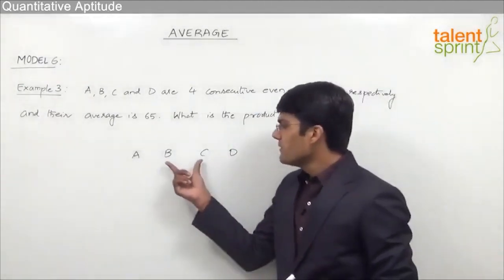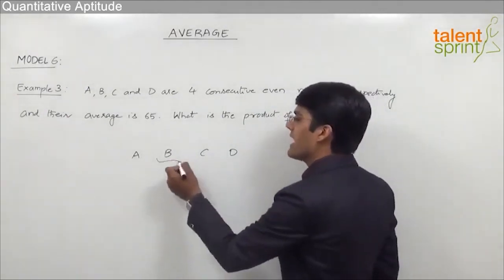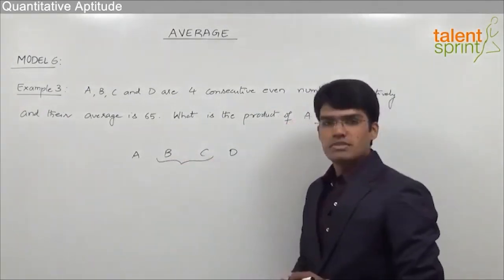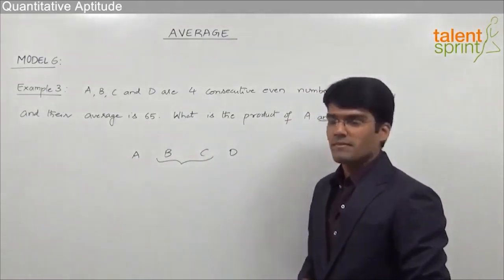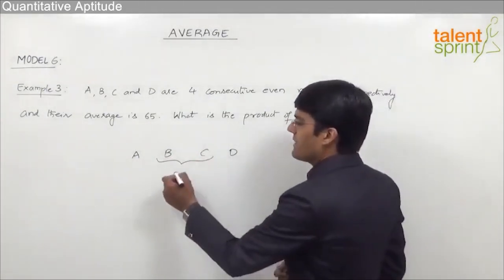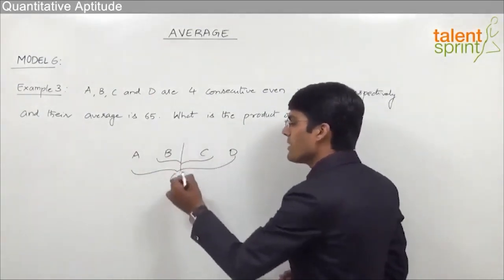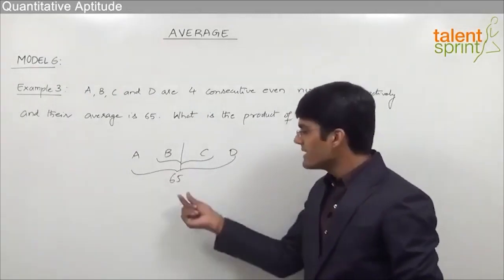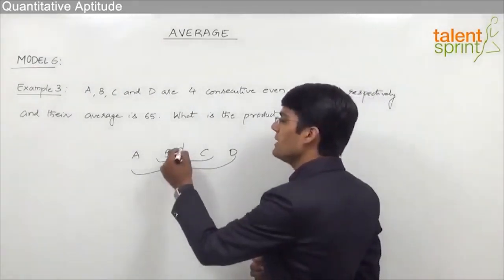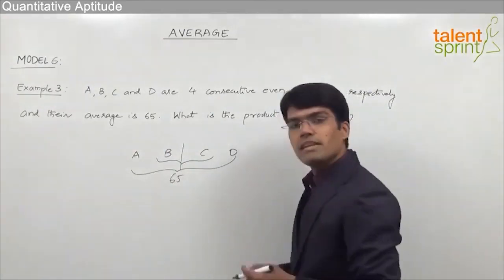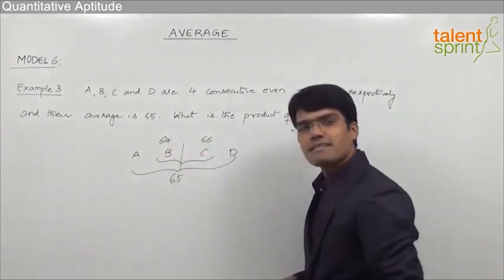And here, as you can see, we do not have any single middle number. So the average should be taken as the average of the two middle numbers, or the number which comes exactly between the two middle numbers. As given in the question, the average of these four numbers is 65. So very clearly, the number which comes exactly between B and C is 65. That means the number B should be the even number which comes immediately before 65, that is 64, and C should be 66.